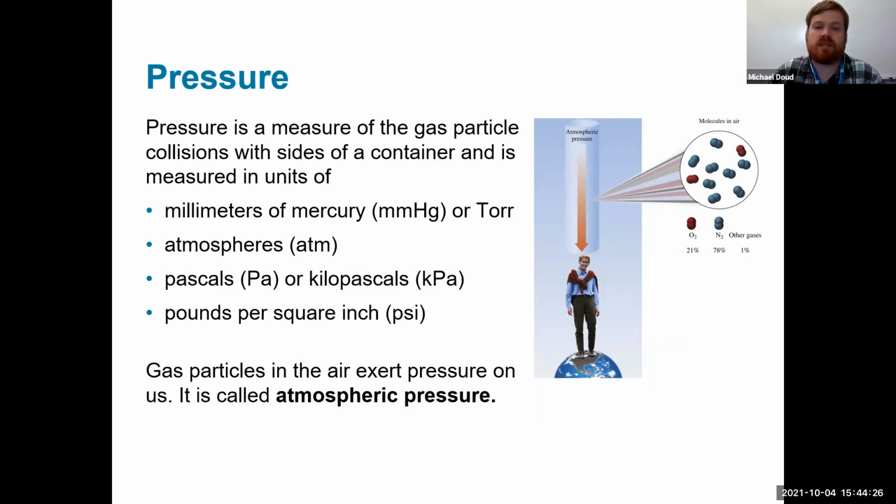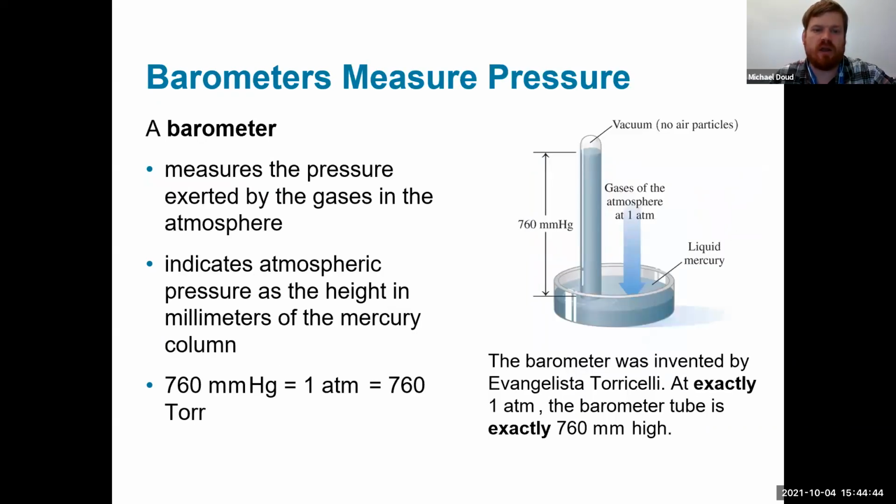Now, there are several different ways to measure pressure. There's millimeters of mercury, or torr. Those are nominally equivalent. There are atmospheres, and then there are pascals or kilopascals, and then finally pounds per square inch. We'll talk about more of these in a minute. Okay, so 760 millimeters of mercury equals 1 atmosphere of pressure. And that is what we need to note.